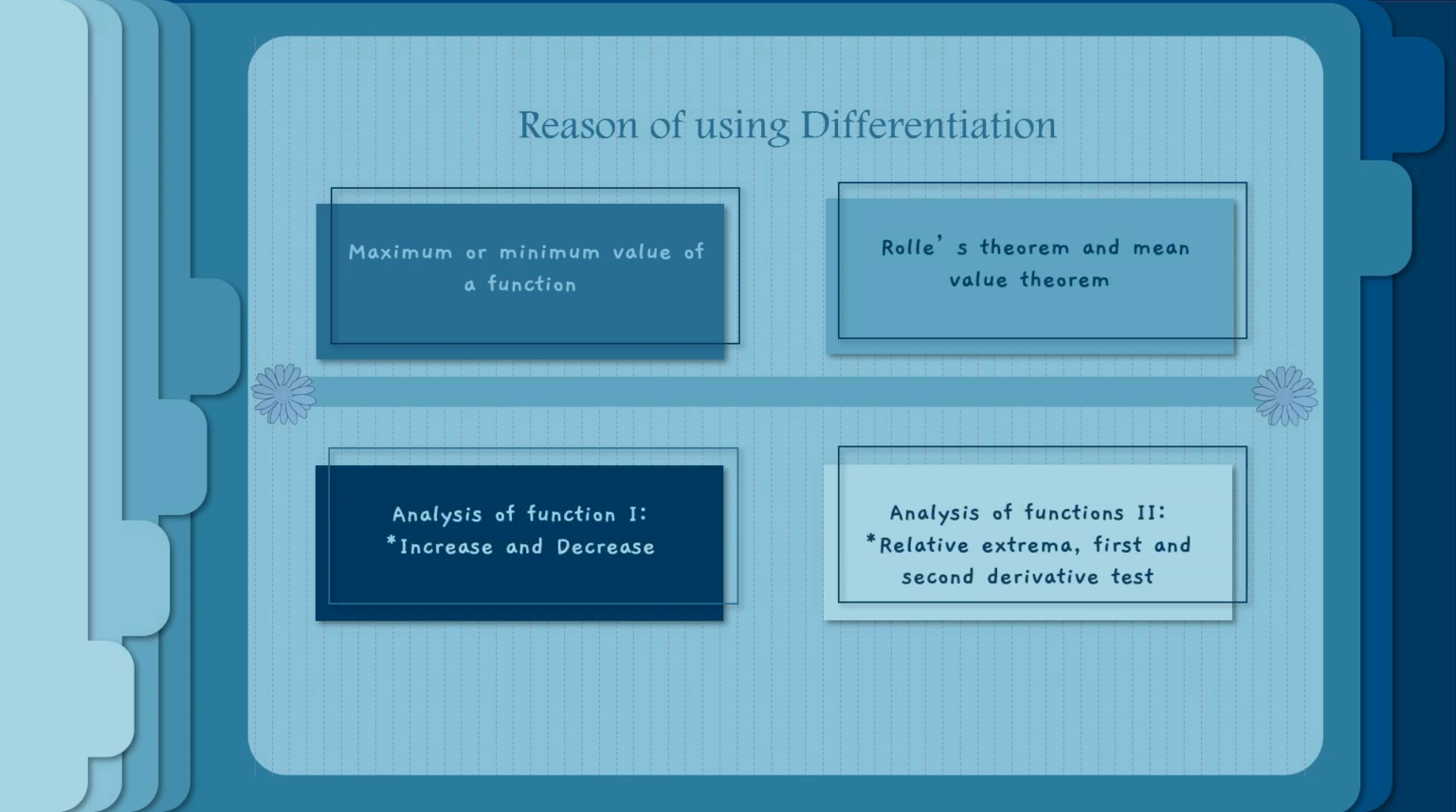There are four applications of differentiation that we have learned. First, Rolle's theorem and the mean value theorem. Second, analysis of function 1, which concludes increasing and decreasing. Third, maximum and minimum problems. And the last one, analysis of function 2, which concludes relative extrema, the first derivative test and the second derivative test.